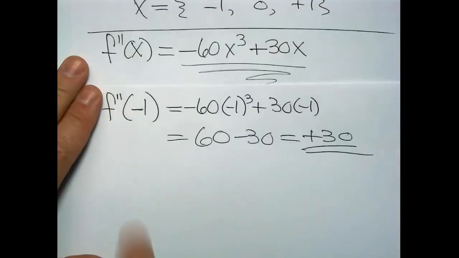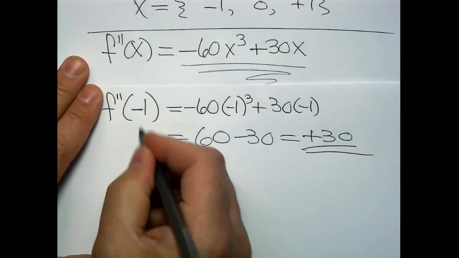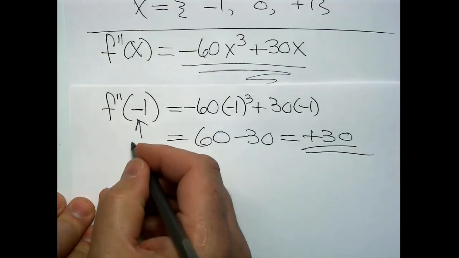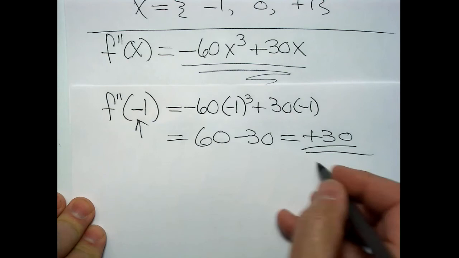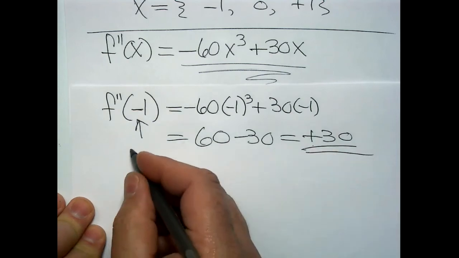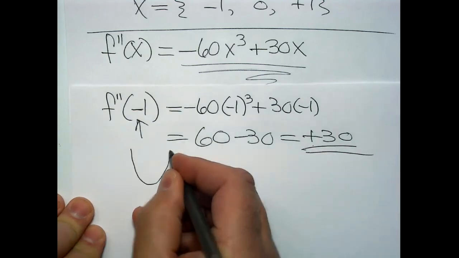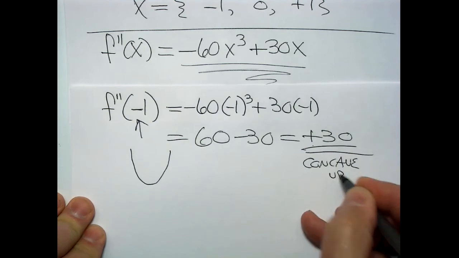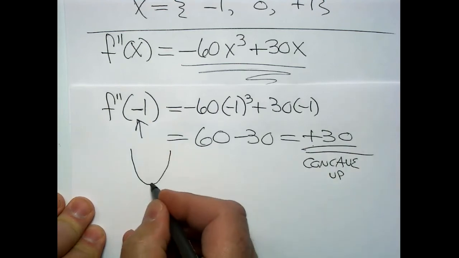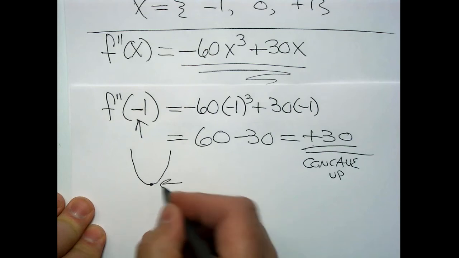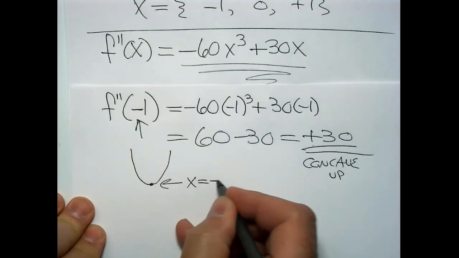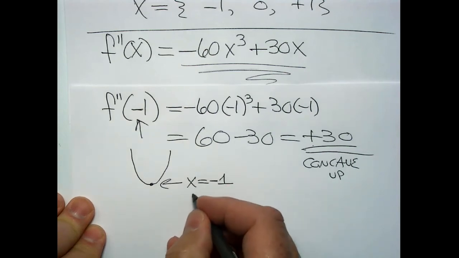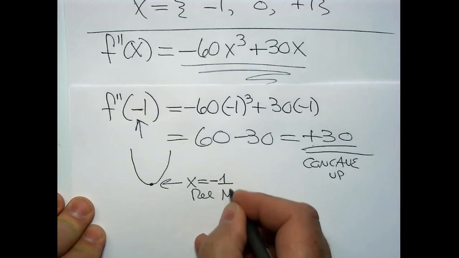Now, what region of concavity are we in when x is -1? We're in a region of positive concavity. Positive concavity means concave up. And we're at a critical number, though, so we're sitting right down here. So therefore, at x equals -1, we must be sitting at the site of a relative minimum.